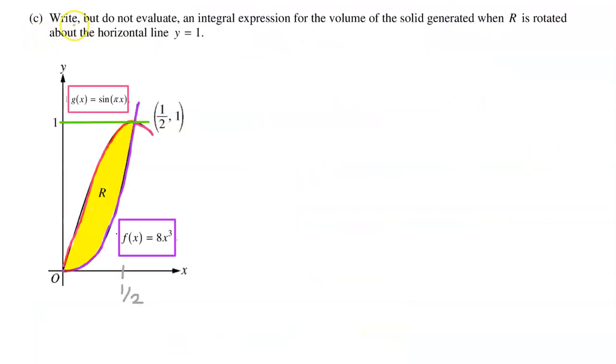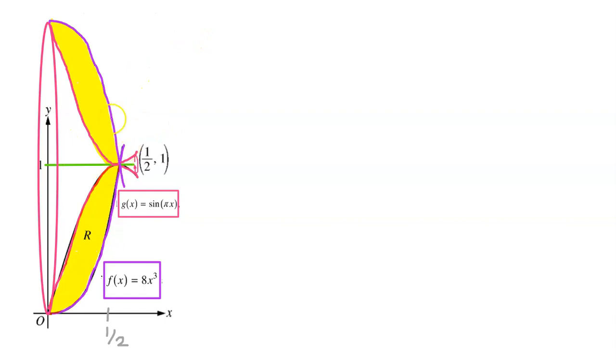Part C. Write, but do not evaluate, an integral expression for the volume of the solid generated when R is rotated about the horizontal line y equals 1. When you rotate region R around the line y equals 1, it creates a solid that's like a sideways bowl with a funnel carved out of the left side.